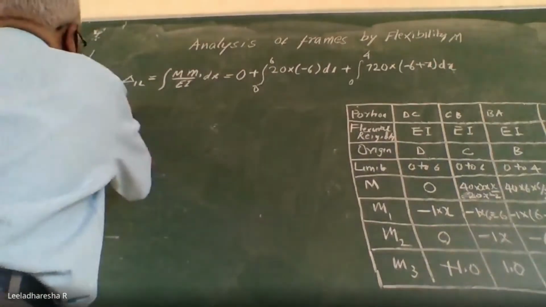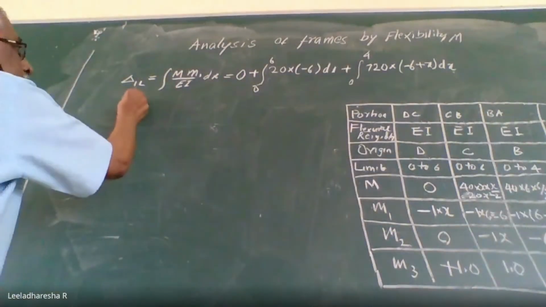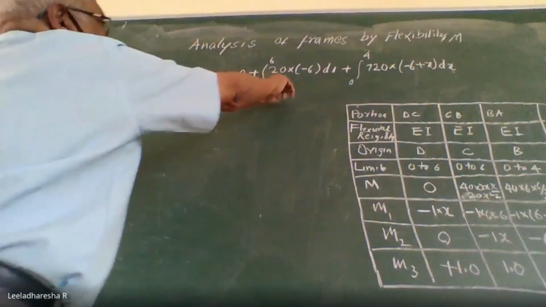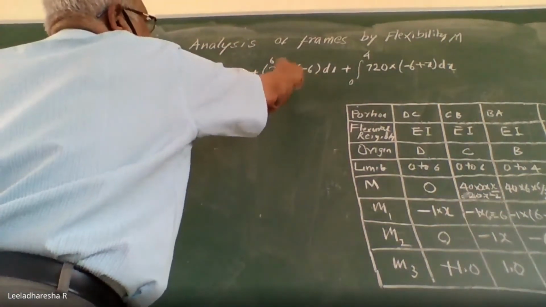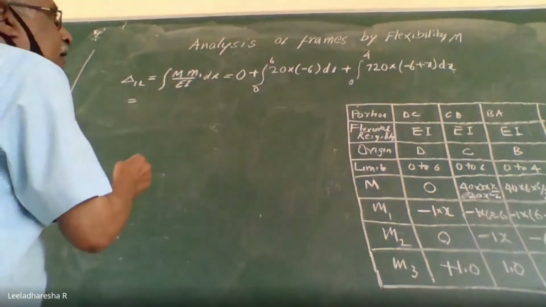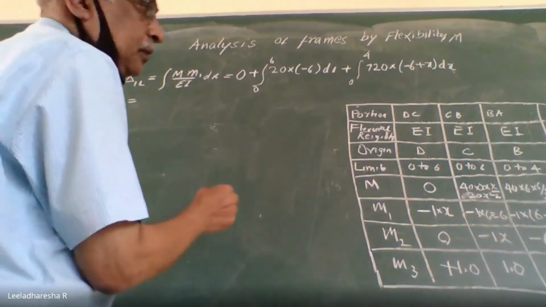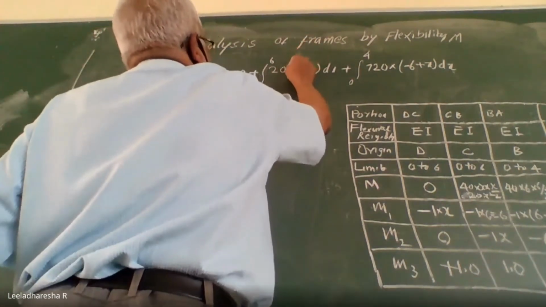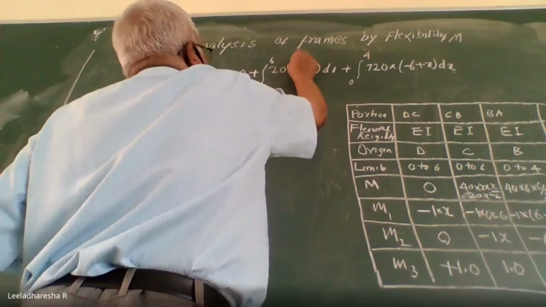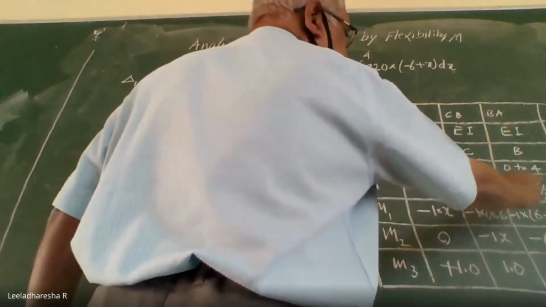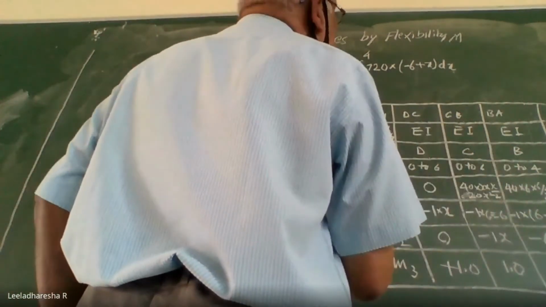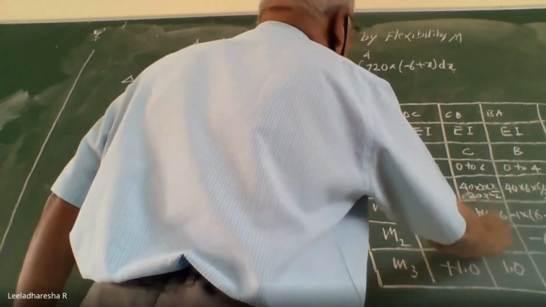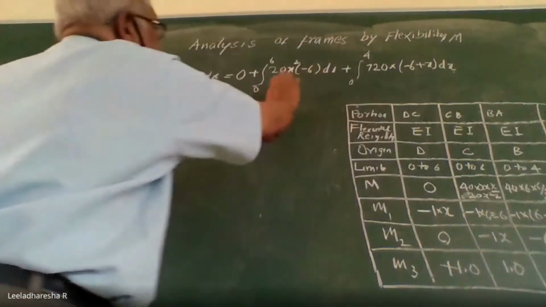See, now integrate between the limits 0 to 6. 20x square into 720 into this. Okay, 20x square into minus 6. Okay, now it is okay.